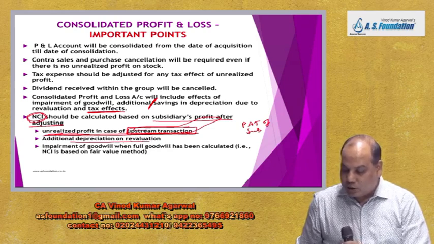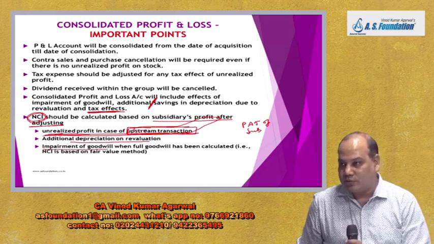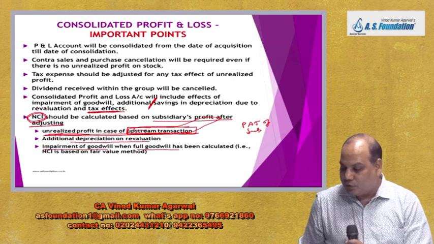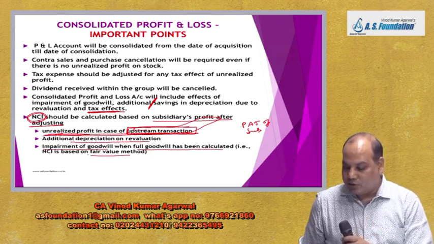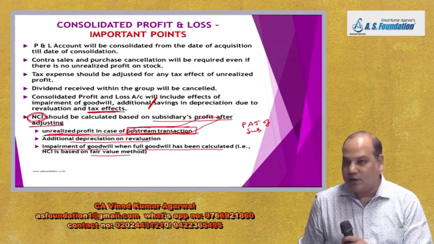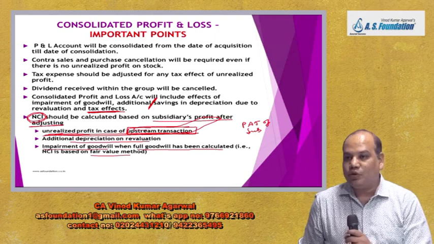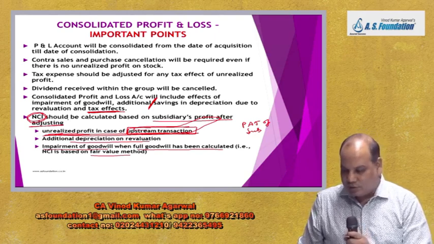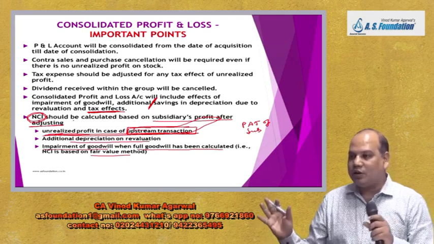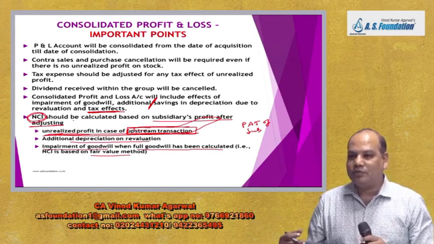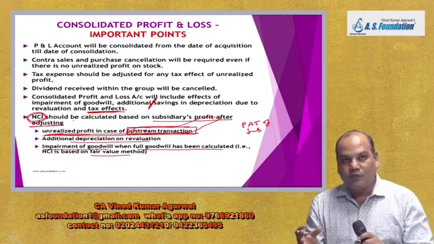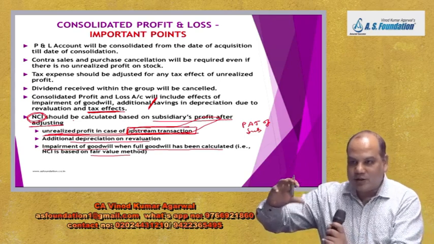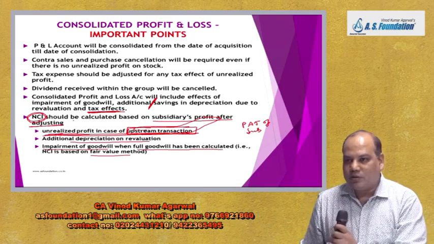Then also make adjustment for impairment of goodwill, but only when full goodwill method has been followed. That is, NCI is based on fair value method. And do not make adjustment for impairment of goodwill in NCI if partial goodwill method has been followed. Okay. After finding NCI share in the group profit, parent share, shortcut, balancing figure. Is it right? From the total profit of the group, if I can find out how much is NCI share, parent share is the balancing figure.